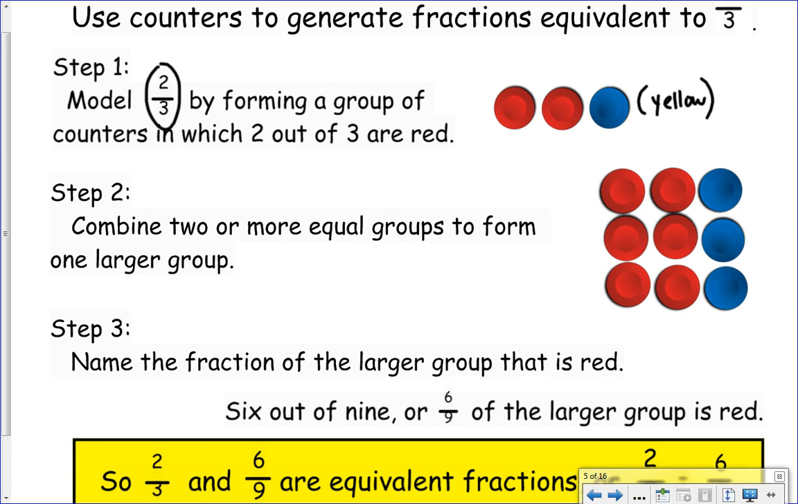Okay, what we're going to do is we're just going to reproduce that. So I want you to get 2 more red counters. So this is our first set. Then I want you to get 2 more red counters out, and I'm going to make a third set and 1 more yellow counter. So it's going to look like that.